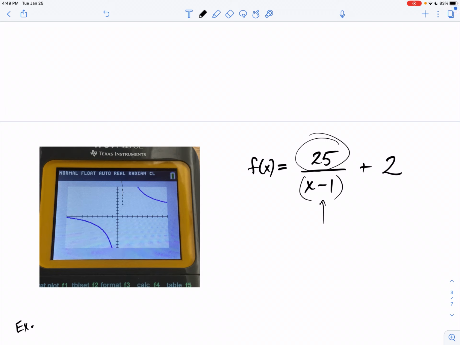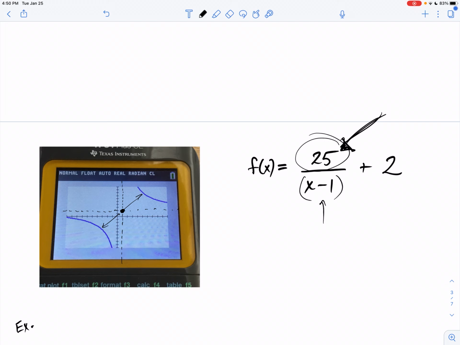So if I sketch that in, and then it has a horizontal asymptote at 2. So if I sketch in the horizontal asymptote at 2, that would make this like my new origin for this graph. Well, look at how far that got pulled away from the thing. The larger this number is, the farther it's going to get pulled away from its central location.